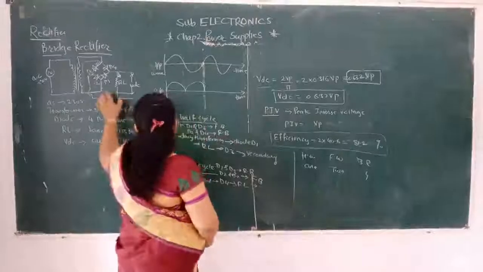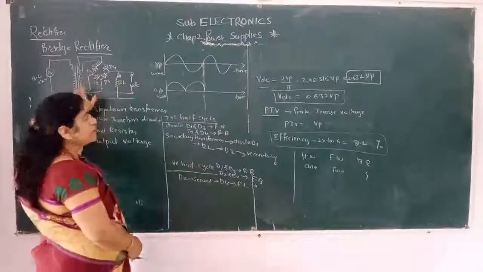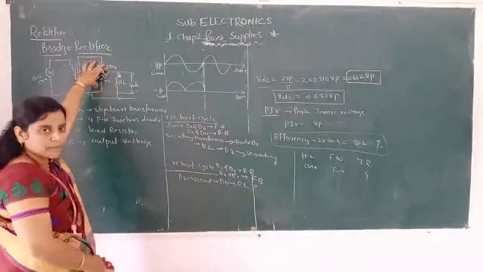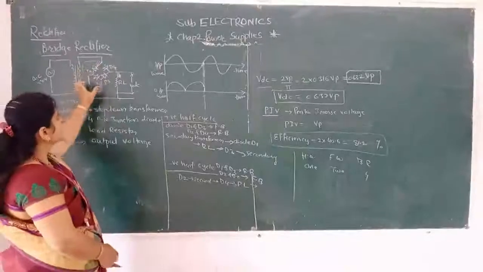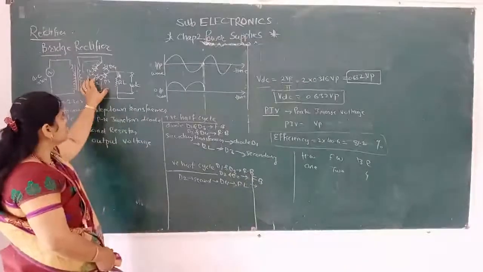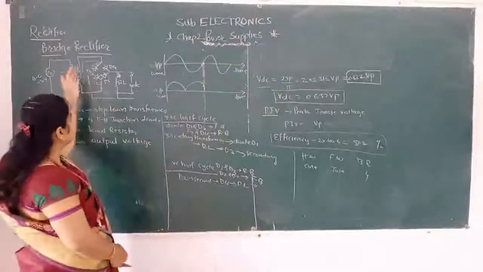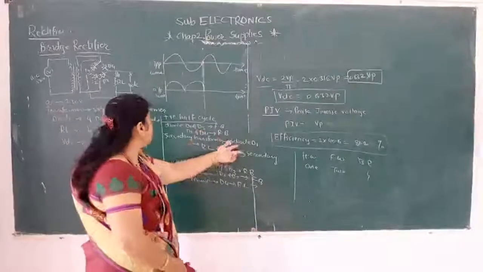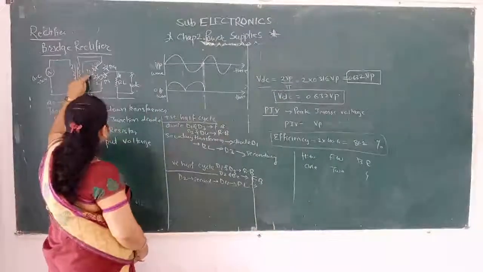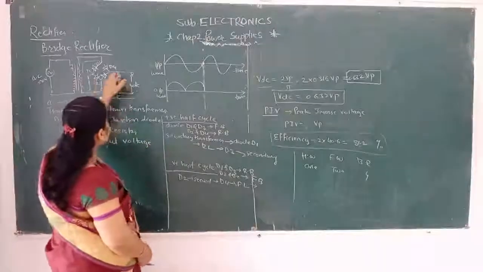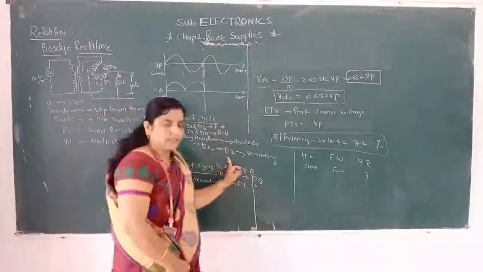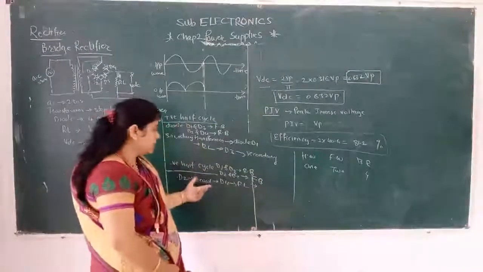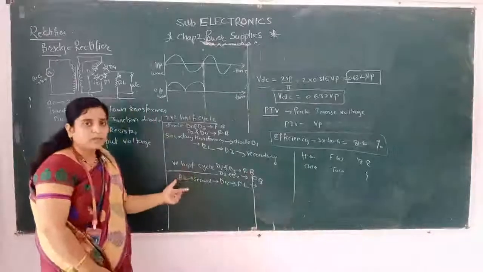There are four diodes: D1, D2, D3 and D4. D1 and D3 will be forward biased. At that time, D2 and D4 will be reverse biased. Exactly the same as the positive half cycle and negative half cycle. So how will current flow? We have seen the current direction: secondary of the transformer, diode D1, then RL, then diode D3, and back to the secondary. This is the current flow of the positive half cycle, and this is the current flow of the negative half cycle. All of you understand this?